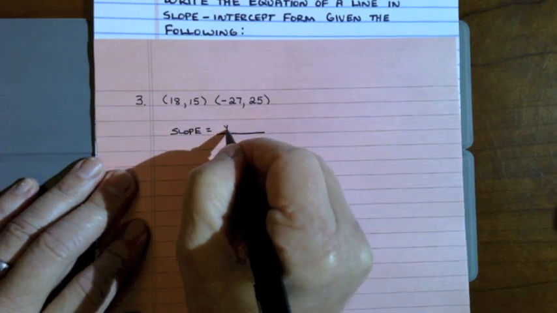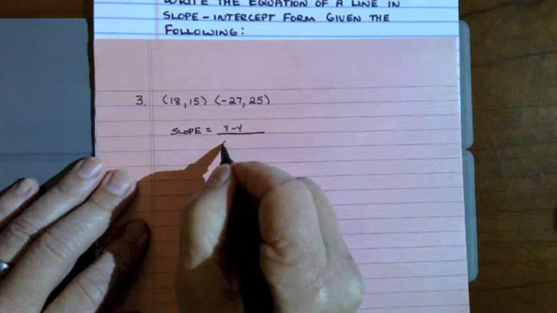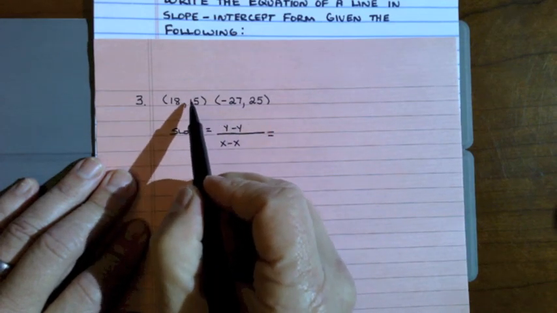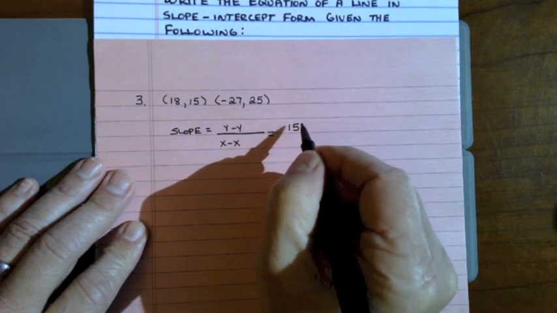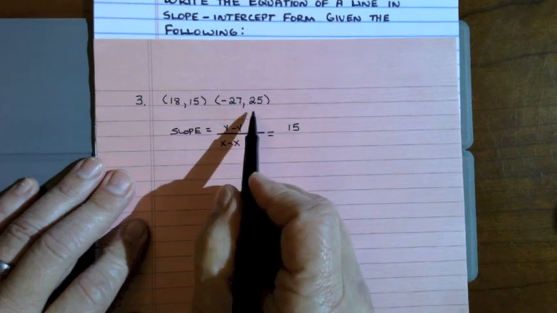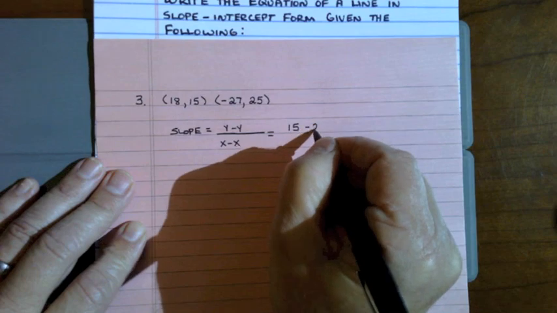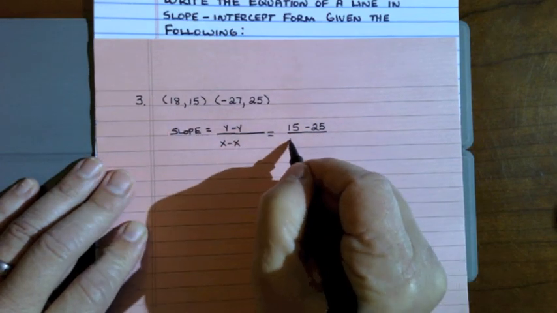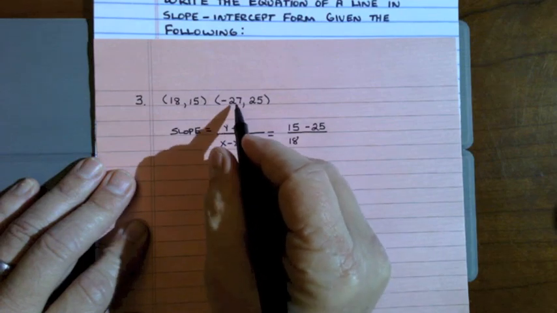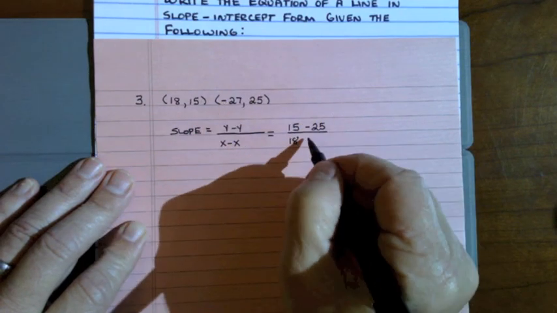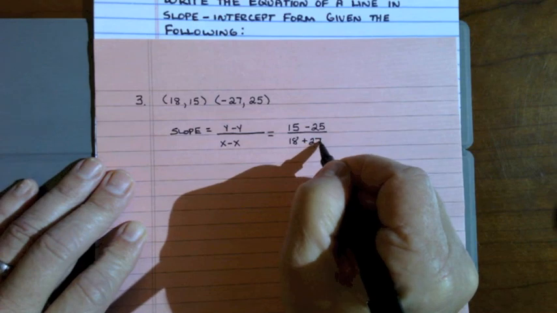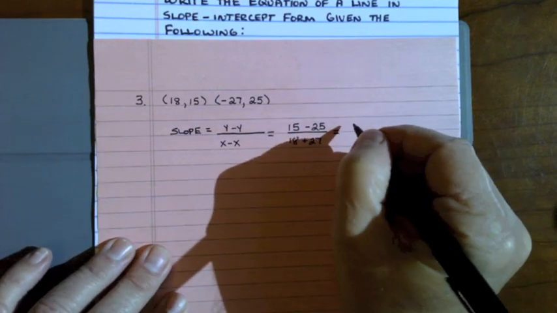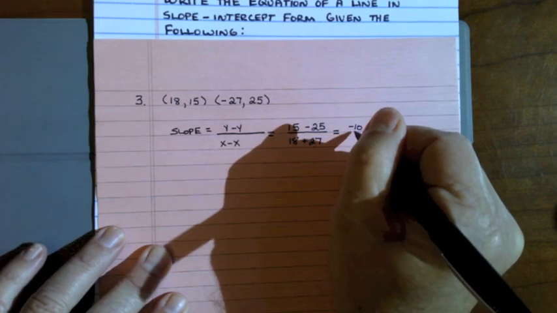Remember, the slope formula tells me to subtract my y's, put it in the top, subtract my x's, put it in the bottom. My first y is 15. And this formula tells me the opposite of my next y, minus 25. My first x is 18. The opposite of my next x, the opposite of negative 27, positive 27. 15 minus 25, negative 10.